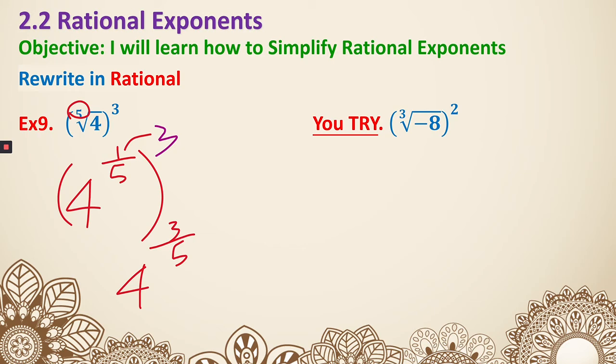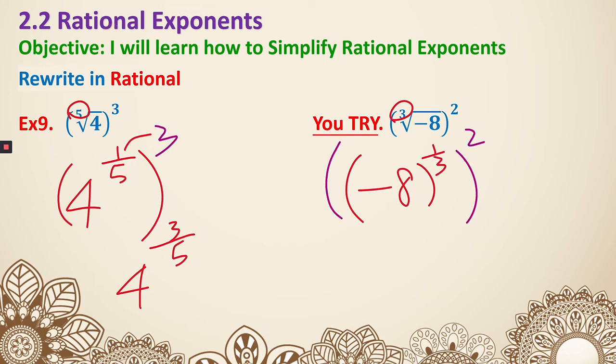Next, see this is cube root, so it's -8, then to the 1/3 power, but I still have this whole thing to the 2nd power on the outside. Now I'm going to multiply these two exponents, so I got -8 to the 2/3 power.